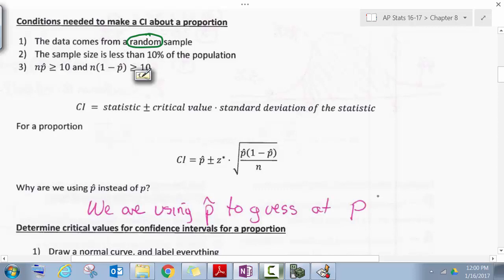And that is statistical inference. Taking a sample and using it to make a conclusion about a population. That's what we're doing, and that's what we're doing this whole semester. So those are the conditions needed to make a confidence interval about a proportion. There's only really one new one, and it being random really isn't that big of a deal. But it's something we need to keep in mind every time we do a problem.